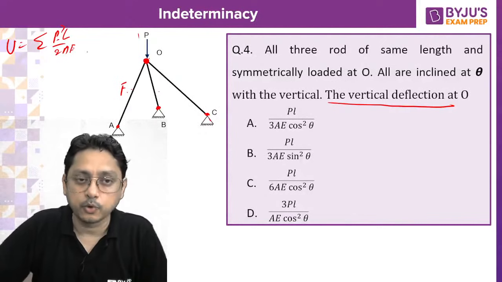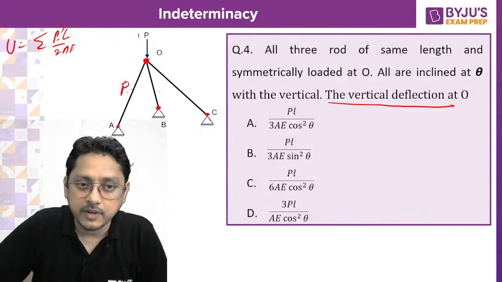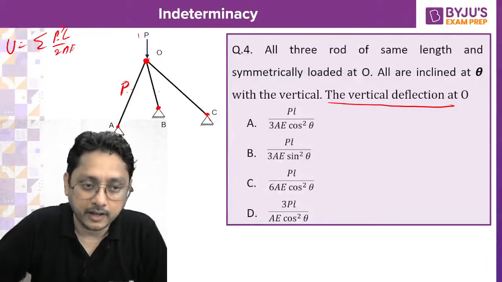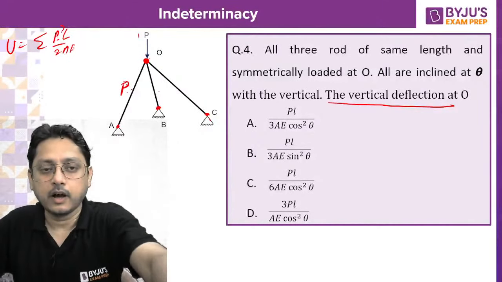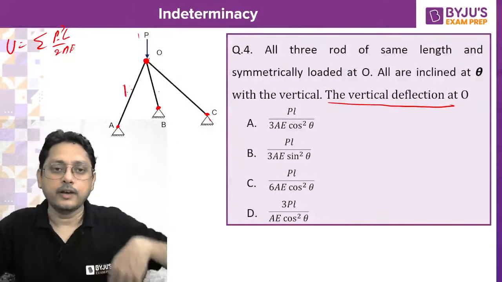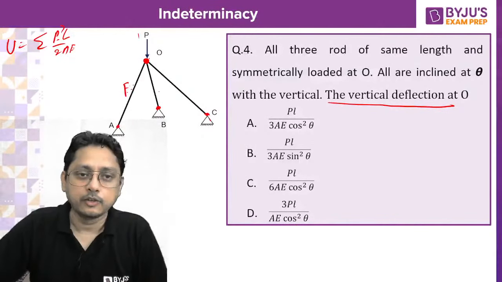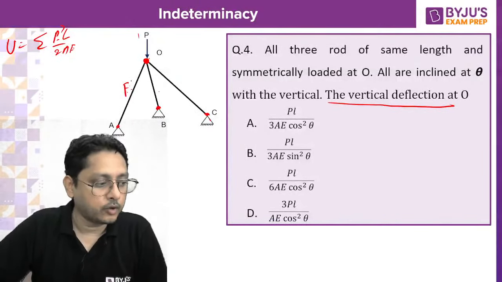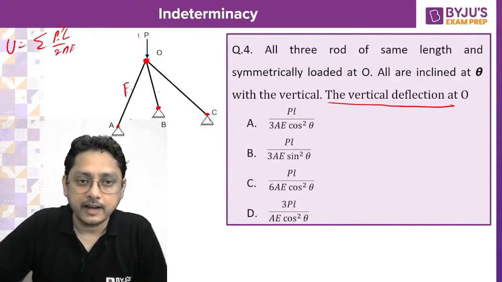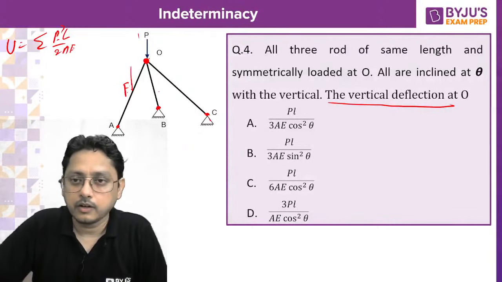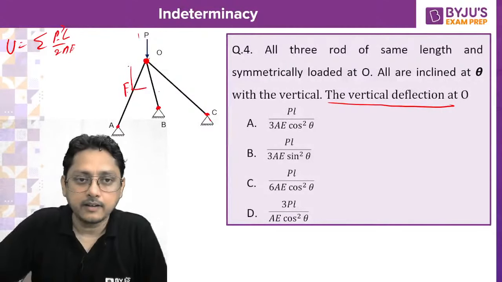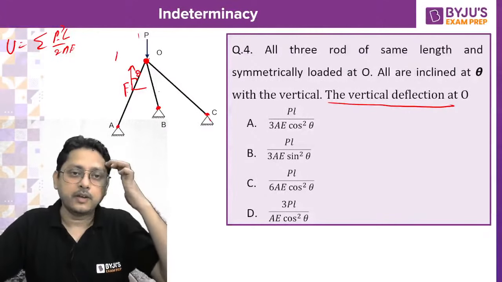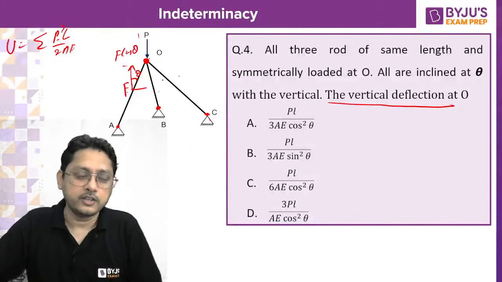Now that P force which is going to come over each and every member, we actually don't know. How will you calculate that? So let us consider some force F. If they are equally spaced and everything is symmetrical, and they make an angle theta with the vertical, then the vertical component will be F cos theta for each and every member.